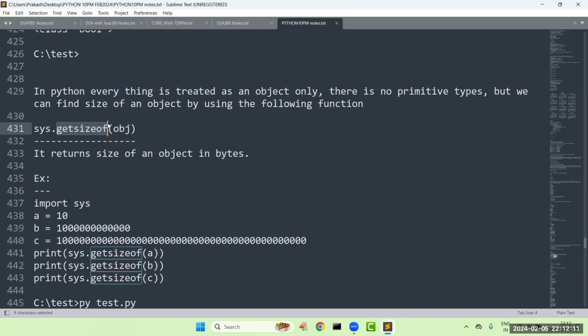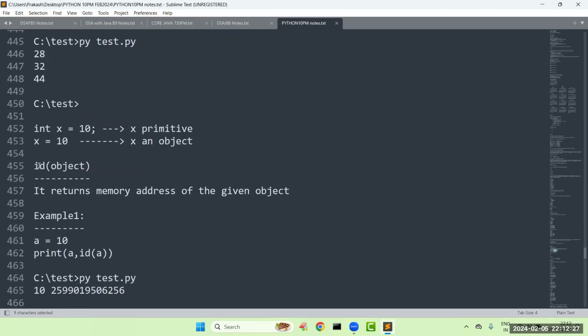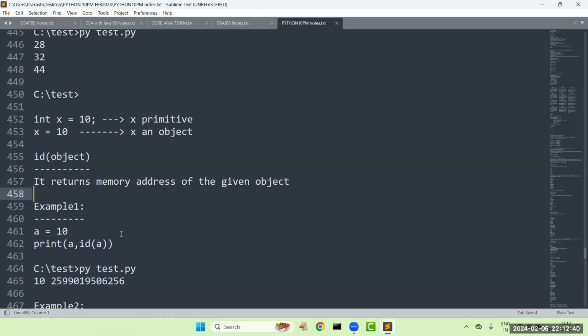Actually, there is no range concept. Everything is treated as what? Object. That's why we have some kind of size associated with that object. It is going to return how much size it is going to take. Next, id of the object. Suppose you are giving any object, what will happen? It is going to return the memory address where it is occupied.